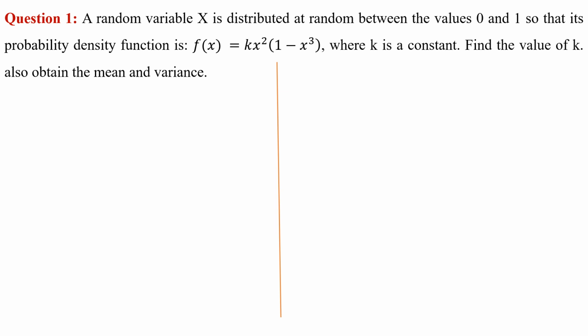Here what we can see, the function given is a probability density function. So as we know, density function means the random variable x is continuous. So it follows a continuous probability distribution. So f(x) is kx^2(1 - x^3), and the range, as you know, is between 0 and 1. So first thing, before solving this type of question, we need to identify which type of function is given.